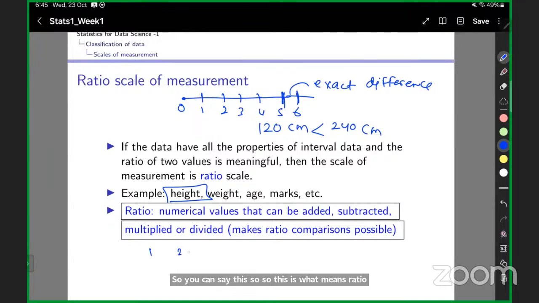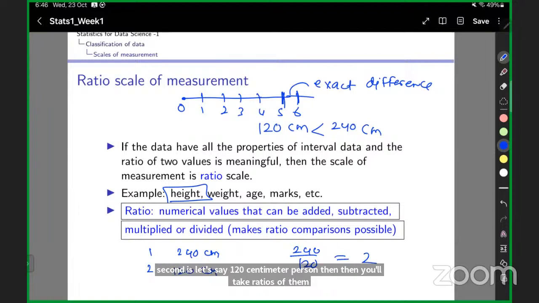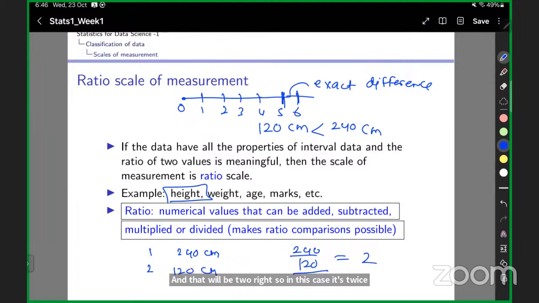One data point is of the 240 centimeter person, and the second is the 120 centimeter person. Then you take the ratio of them, and that will be two, right? So in this case, it's twice as tall. So that's what makes it ratio scale. And you have absolute zero in this case, right? Because zero means nothing. There is no height possible. Same with weight, age, marks. Zero means zero, right? You will not have less than 0 marks generally.